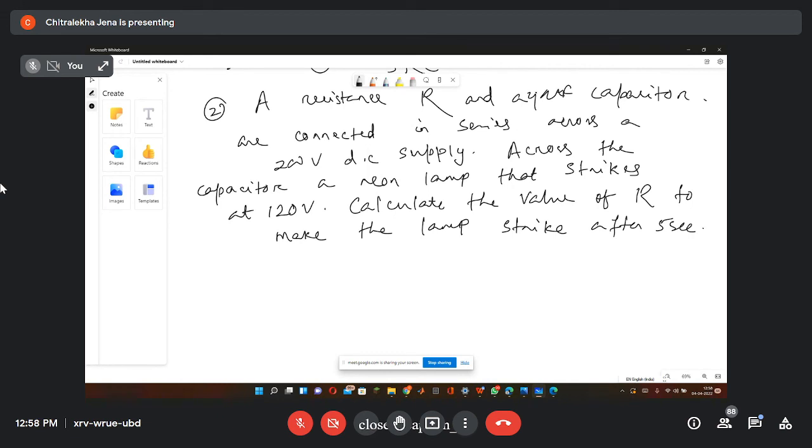Nobody has written the question? Ma'am, we have written it, we are not understanding, they are reading. Okay. A resistance R and a 4 microfarad capacitor. Make the circuit first. Is connected in series across a 200 volt DC supply. Across the capacitor is connected a neon lamp that strikes at 120 volt. Calculate the value of R to make the lamp strike after 5 seconds. I will do it. Tell me.